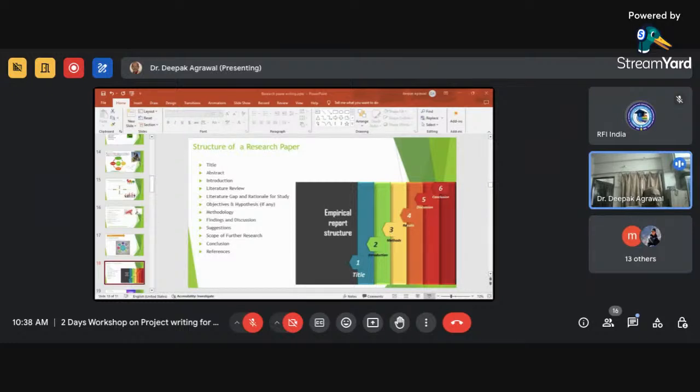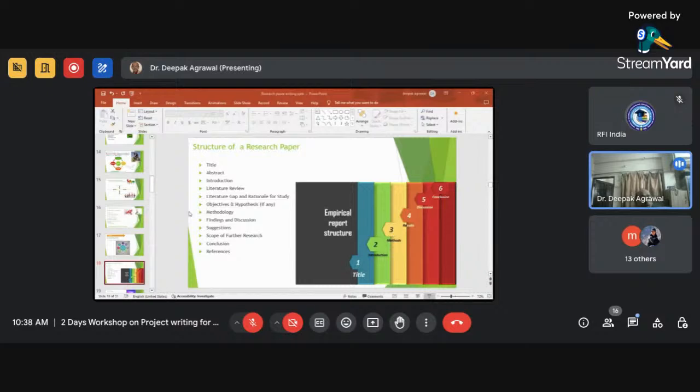Methodology is again the crucial part, because here it creates the interest of the readers or evaluator. They may not be so much interested in everything from the introduction to the objectives. Hardly will they go through those points, and they will focus on which type of methodology you have adopted. Then they will look at your results, findings, and discussions. So findings and results can be clubbed together, to be followed by discussion.